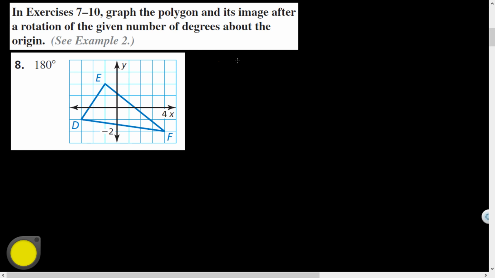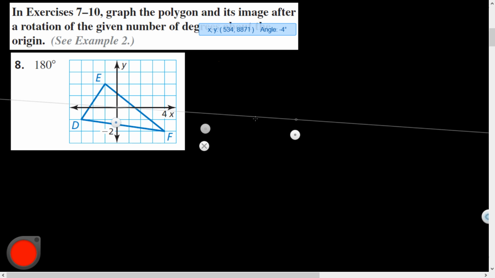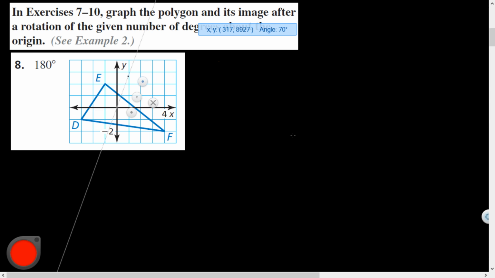Graph the polygon and its image after a rotation of a given number of degrees about the origin. Okay, so 180-degree rotation that we're doing. What we're going to end up doing here is it's about the point of the origin. And I could do a similar thing that I just did where I could use my line tool and set it up at the origin. 180 degrees, that one shouldn't be too bad.